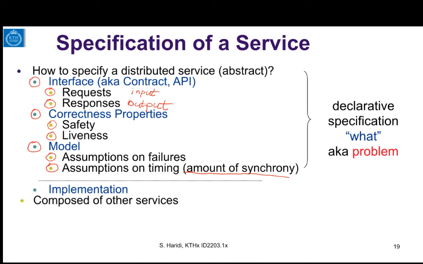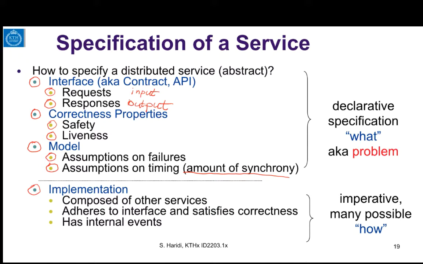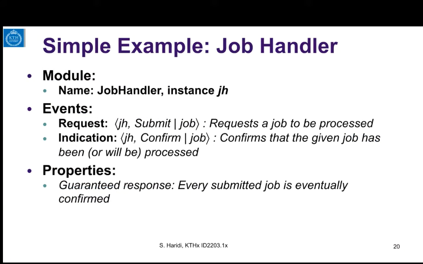Now we turn to how to implement a service. An implementation is done by saying how we do it, and that is the how part, the procedural or imperative part. How we design this service as composed of other services, how we make sure that this component adheres to the interface and satisfies the safety and liveness properties. And while doing this and specifying the component, what kind of internal events we are going to have and how they are going to be handled. As you will see, there can be multiple implementations of a service that satisfy the specification.